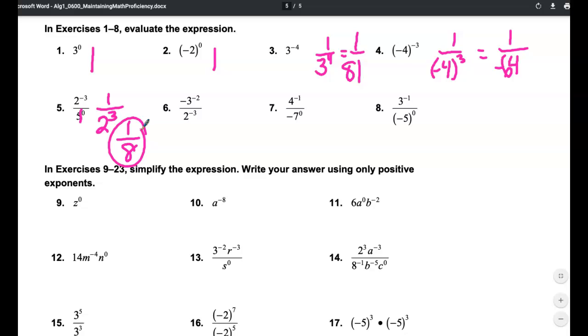Okay, on number 6, I have negative exponents on both of them, so I'm going to move both of them. So I get 2 to the 3rd on top, negative 3 to the 2nd on bottom. So I have 8 over, it's actually negative 9 because the parentheses are not around the negative. So it should be 8 over negative 9.